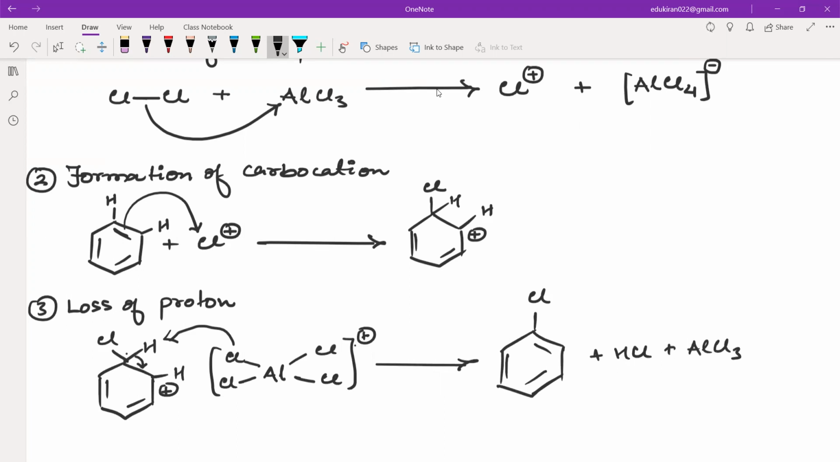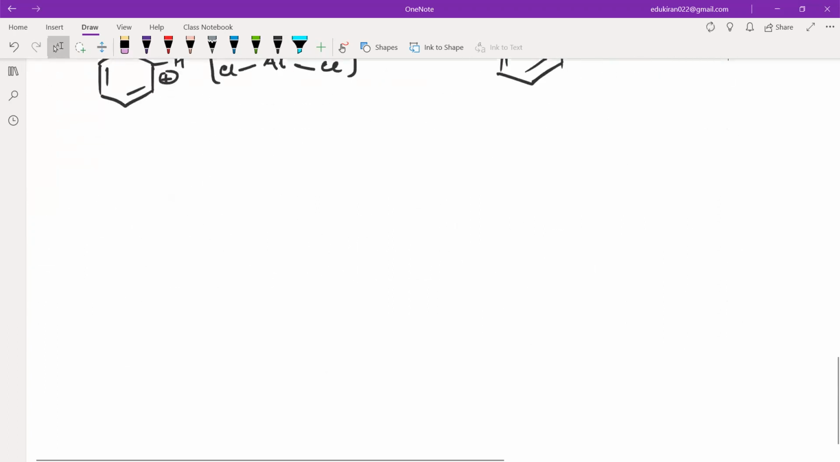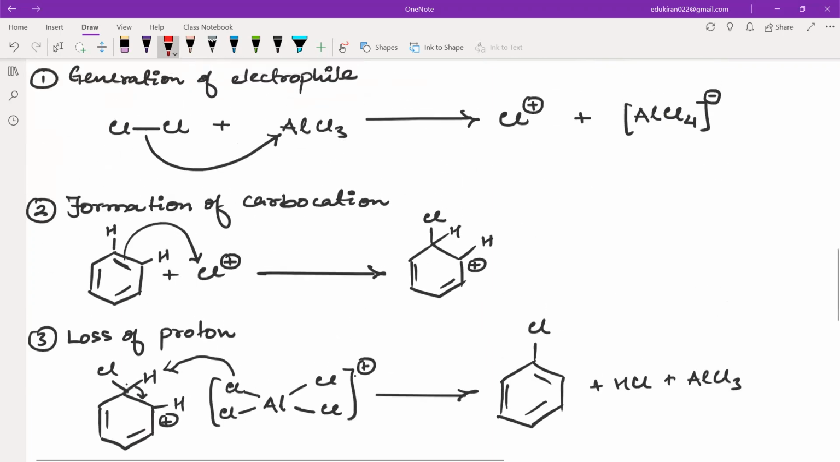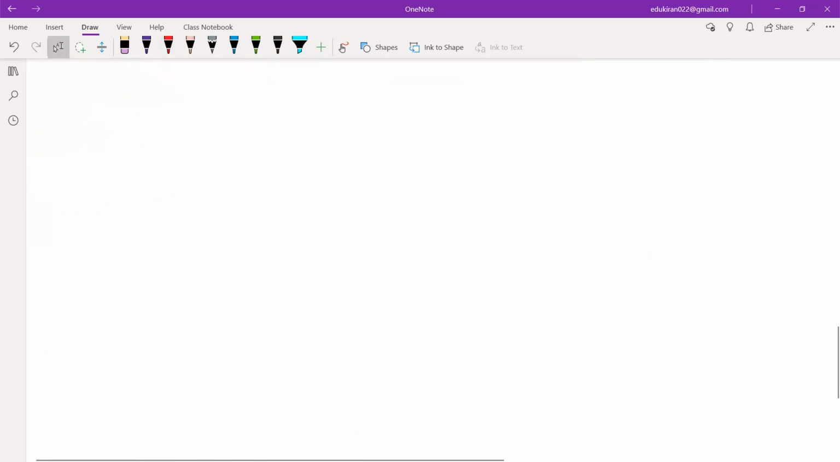Yes. Okay. The next one is Friedel-Crafts alkylation. This is important. If the questioner is going to ask you a good question, it will be from Friedel-Crafts alkylation only.